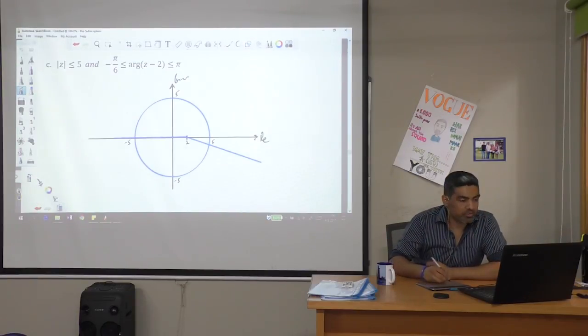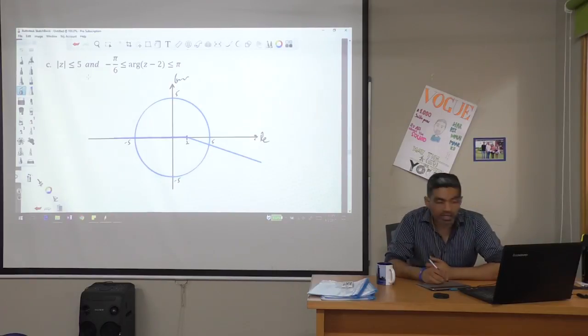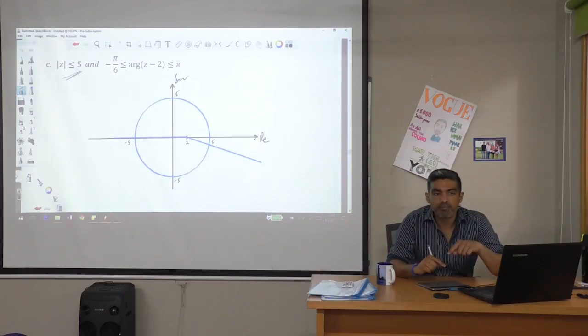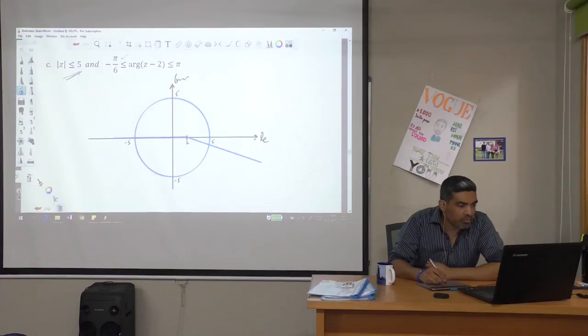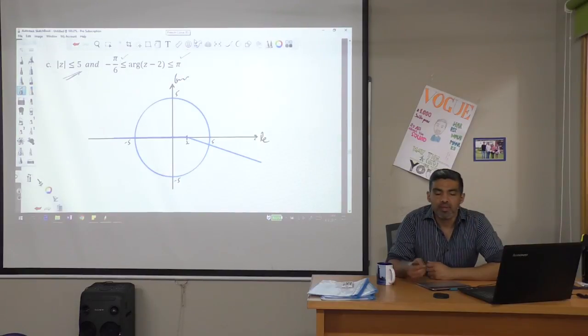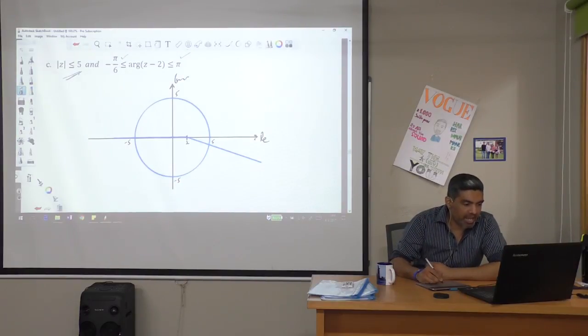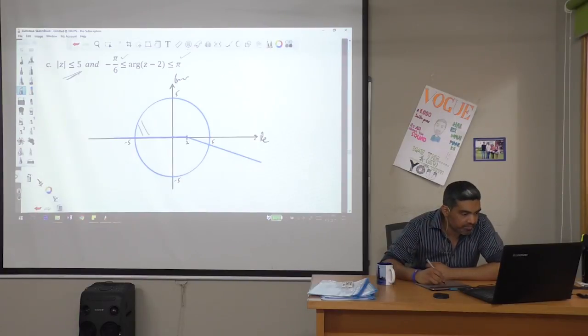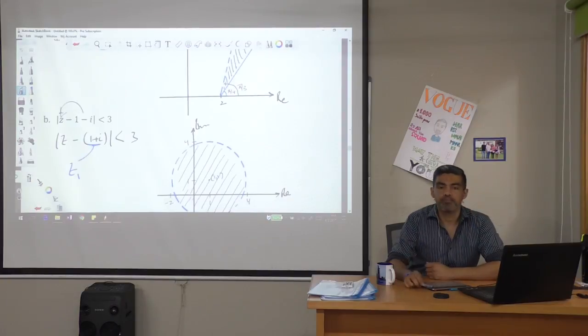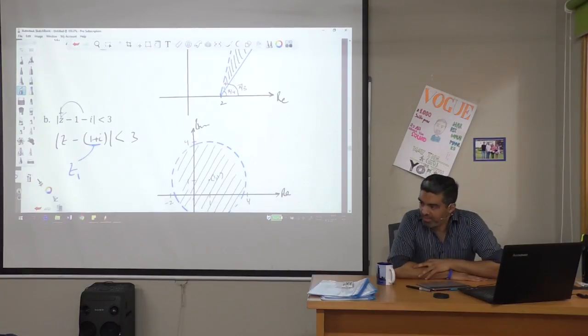And your required area has to be an overlap. So you need to satisfy both loci. It has to be within the circle and also has to be between these two angles. Between minus pi by 6 and pi and within the circle, so I believe this is your area. Within the circle as well as between minus pi by 6 and pi.